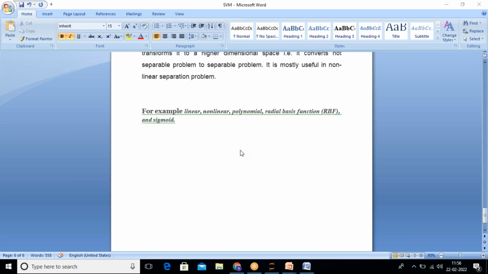In machine learning, for SVM there are different kernels, such as linear kernels, non-linear, polynomial, Gaussian kernels, radial basis functions, sigmoid function, etc. Lots of things are there.